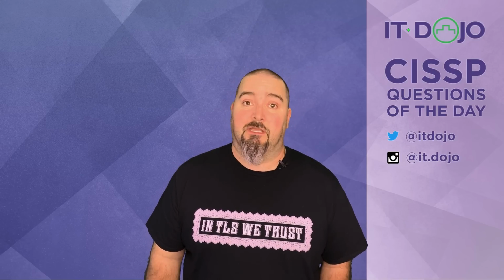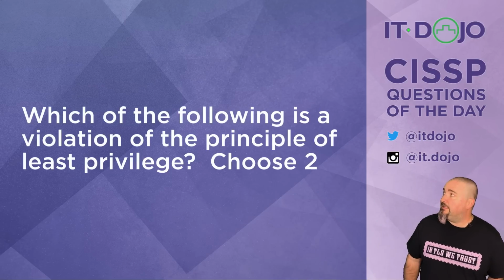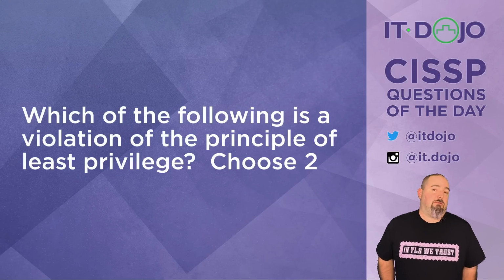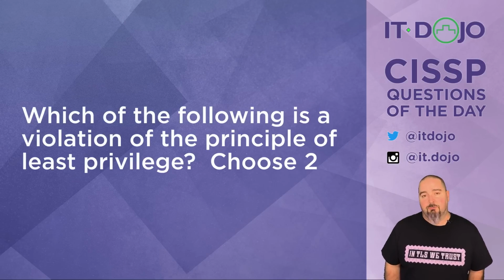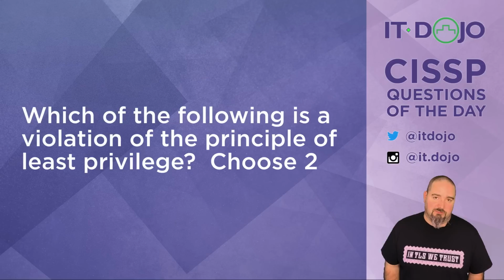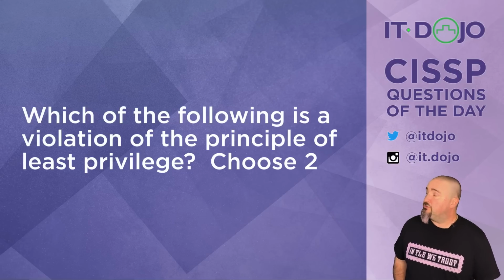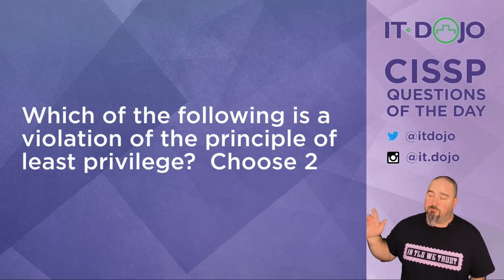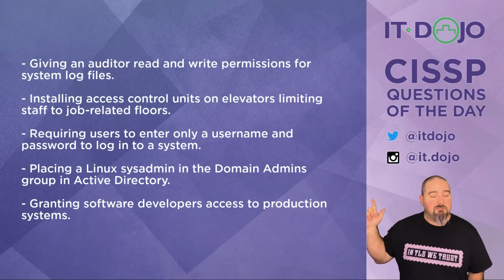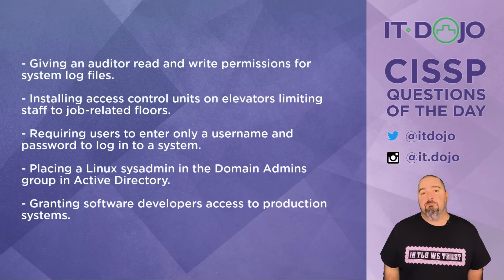So, let's go. Question number 1 today is, which of the following is a violation of the principle of least privilege? I want you to pick 2 of the answers. So I'm going to put them up. Click on pause, think about it, decide what the answer is going to be. When you're ready, click play, and we'll break it all down.